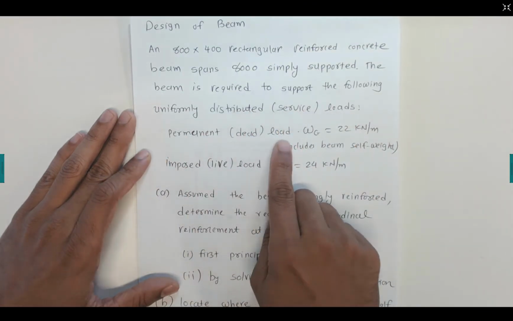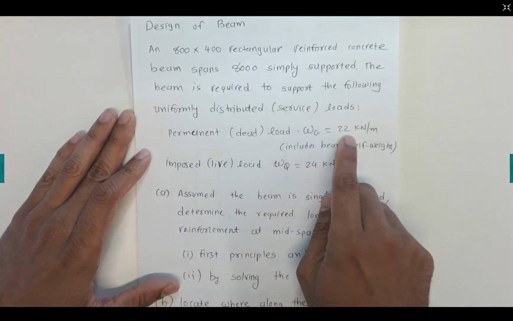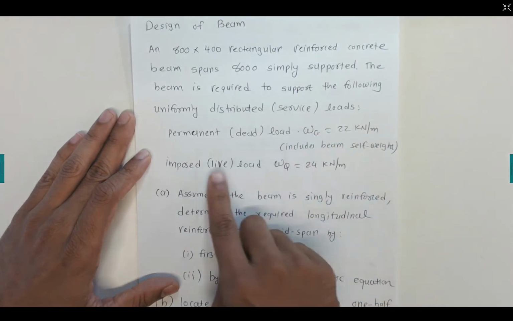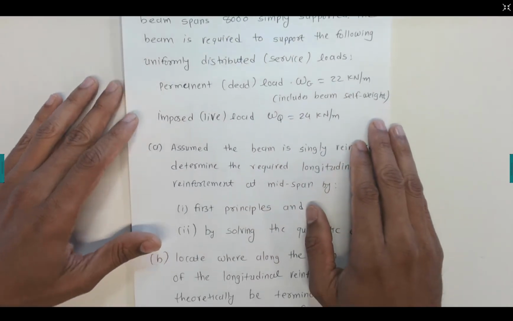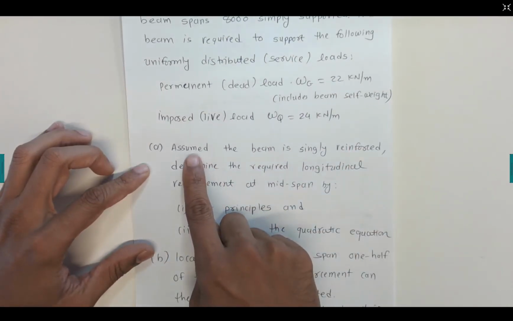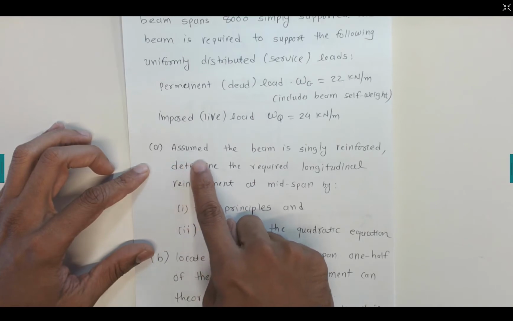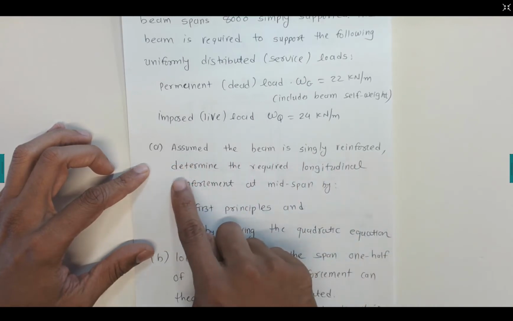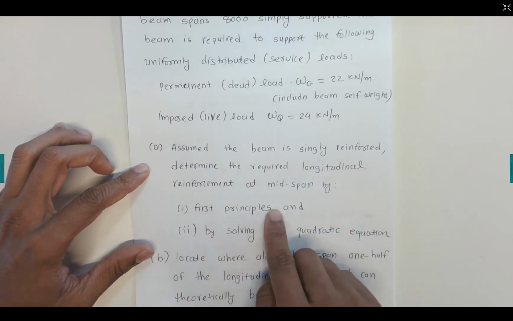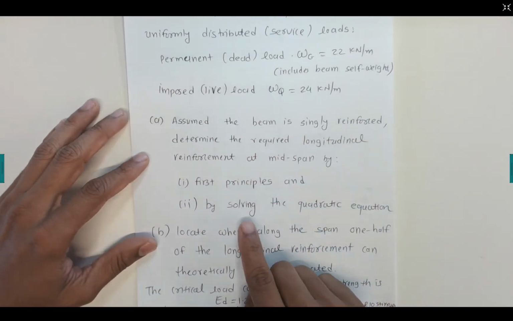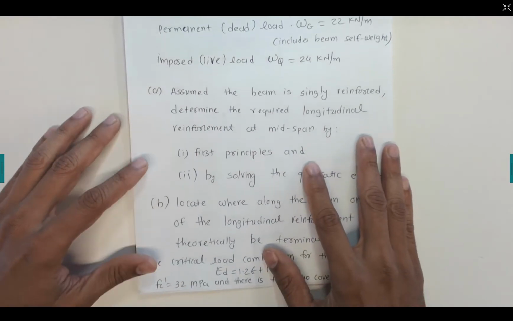It has a permanent dead load WG of 20 kN per meter. It includes the self weight, and the imposed live load WQ is 24 kN per meter. Now the question is to find: A, assuming the beam is singly reinforced, determine the required longitudinal reinforcement at the midspan by first principles, or by solving the quadratic equations.